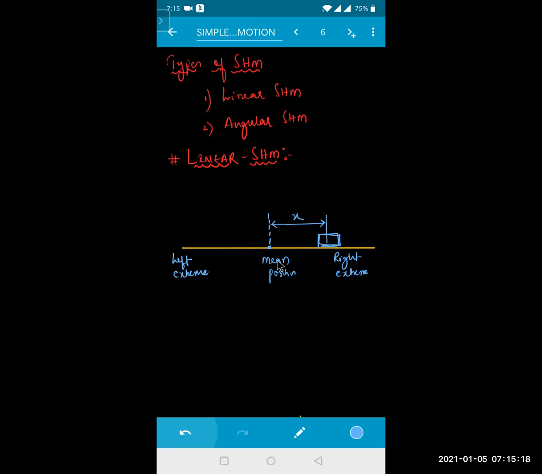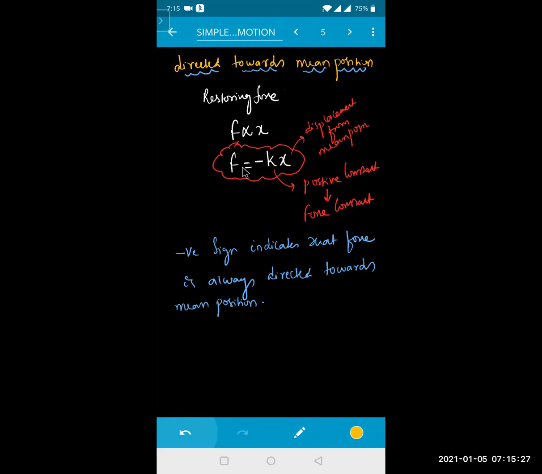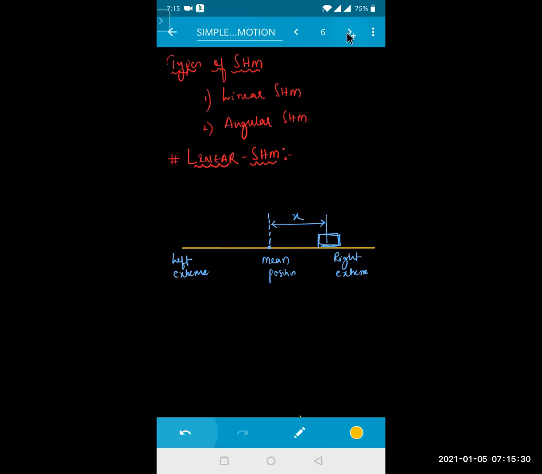Okay. So when you're going from the mean position to the extreme position, what is the necessary and sufficient condition for SHM, beta? The necessary and compulsory condition is that force must be directly proportional to displacement, but in the opposite direction. So I can write here: the necessary and sufficient condition for simple harmonic motion is F = -kx.